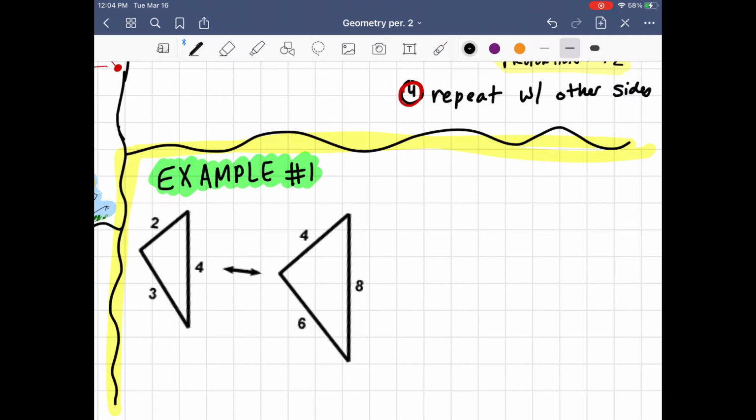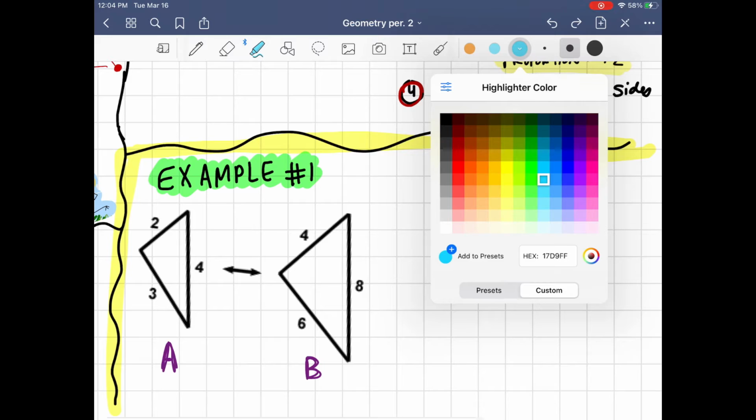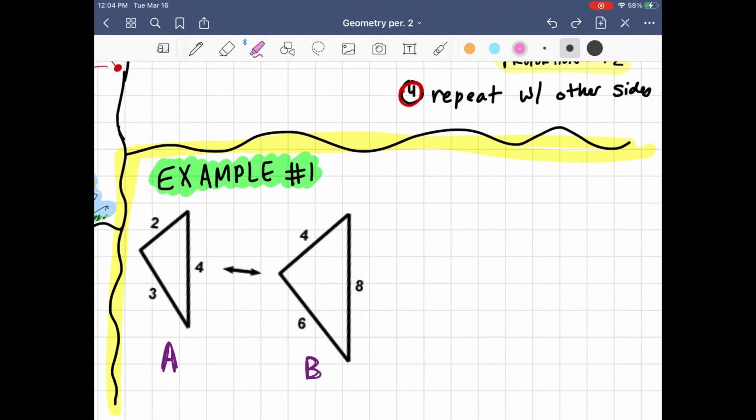So I have these two triangles here. I have triangle A, triangle B, and I'm noticing one looks a little bigger than the other. The side lengths are definitely different. So let's just start by comparing sides. So I'm going to pick a pair of corresponding sides here. I'll use pink. So this one goes with this one.